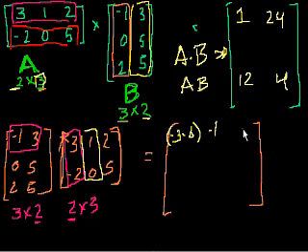Then we have the middle one, and now we have row 1, column 3. So it's that row times this column. You can tell this is often better done by a computer. Minus 1 times 2 is minus 2, plus 15, 3 times 5. So minus 2 plus 15 is 13.